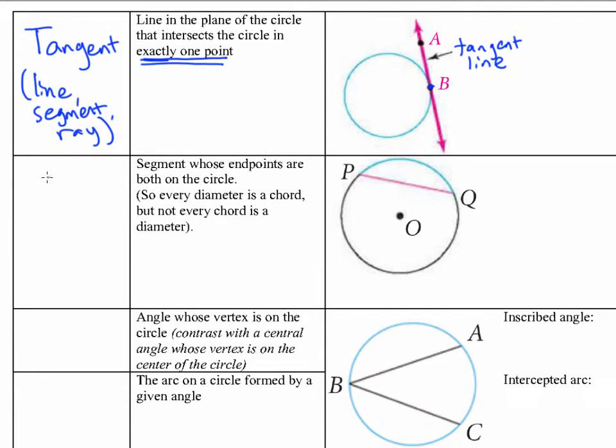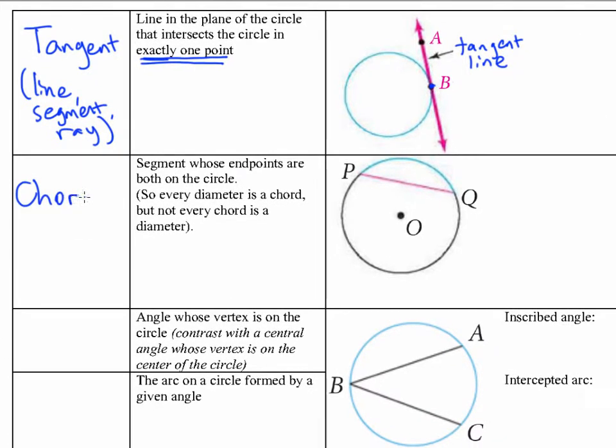Okay, another vocab here. This is called a chord. So a chord is a segment whose endpoints are both on the circle. So here's a chord right here, PQ. So it's not a line, it doesn't cut through the circle, it stops right here. Here's an endpoint here and here. Both its endpoints are on the circle.